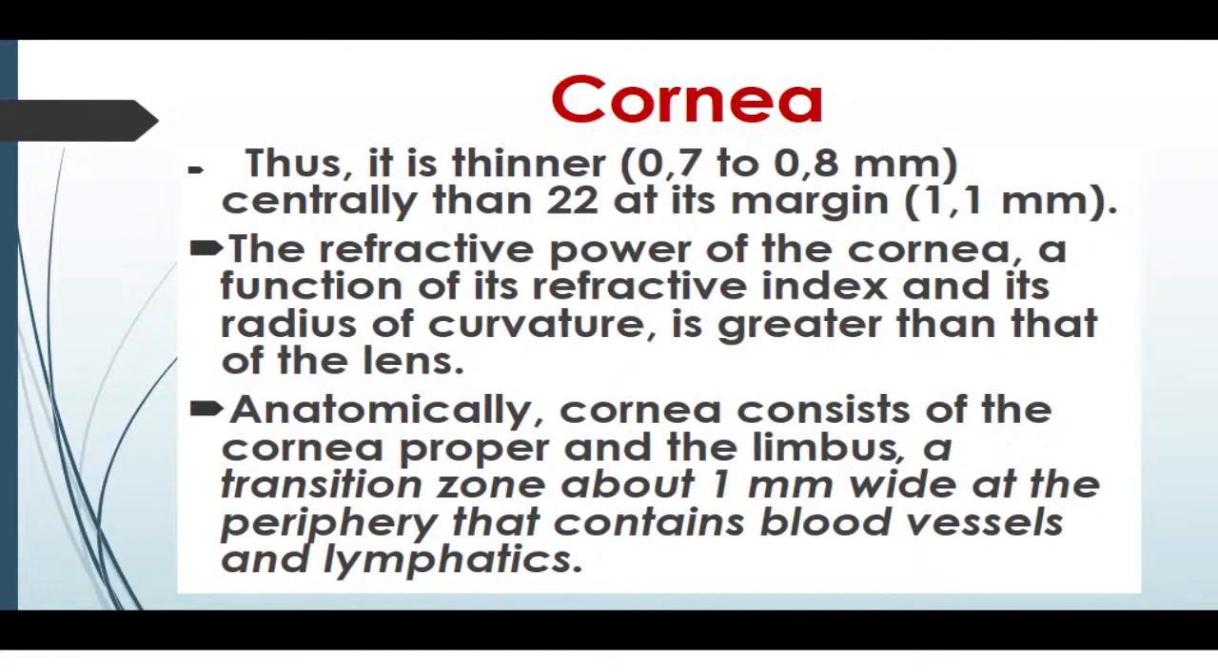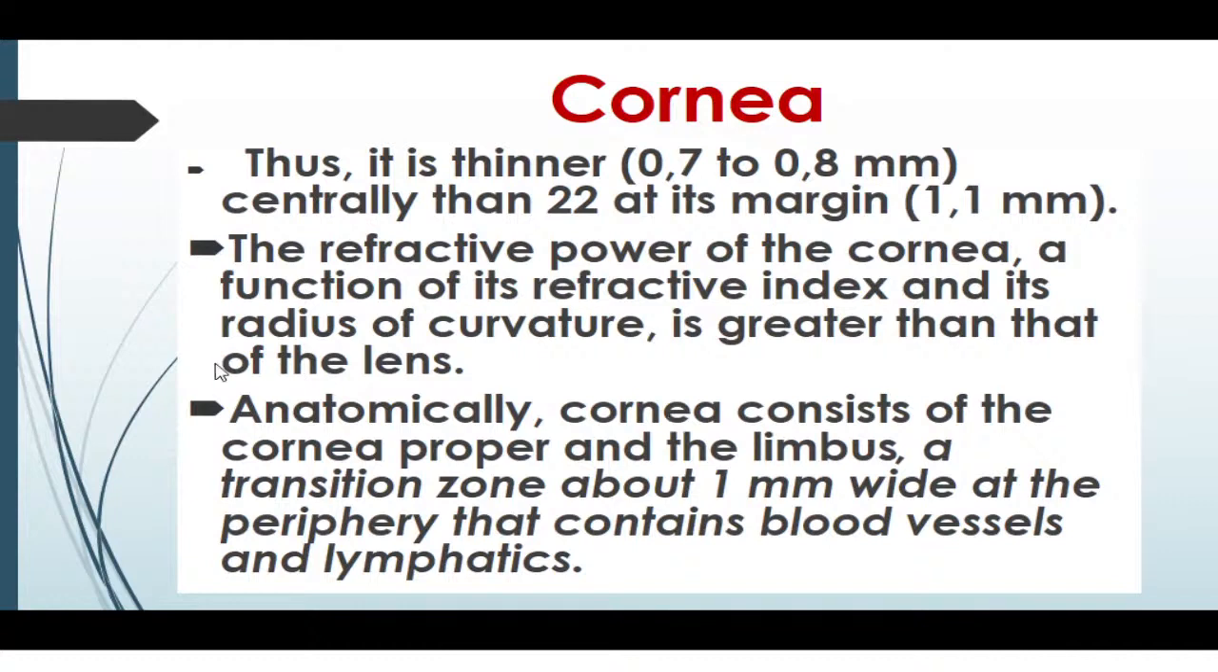The cornea is thinner centrally, 0.7 to 0.8 millimeters, than at its margin, 1.1 millimeters. The refractive power of the cornea, a function of its refractive index and its radius of curvature, is greater than that of the lens. It's very important. The lens is a supporting element, but the cornea is the first. It's also named the dioptric apparatus of the eye: cornea, lens, vitreous body.